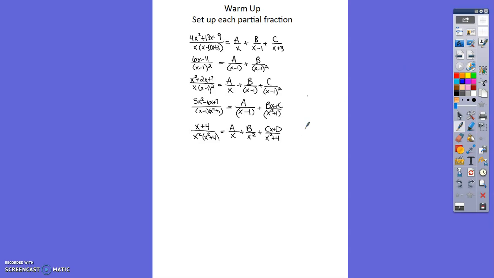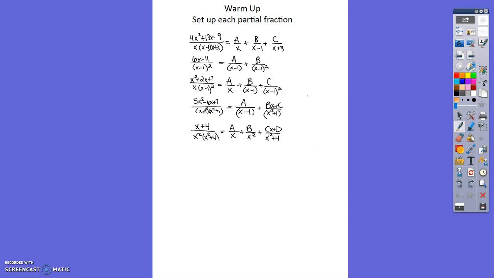Okay, hopefully you tried those out. So now here are our answers. For the first one, we had non-repeated linear factors. For the second problem, we had a repeated linear factor, so we had to do one of them, then 2 of them. Both constants because they were linear, and we were going 1 power down. Third one, we have a linear factor and a repeated linear factor, so you can see that with my constants.